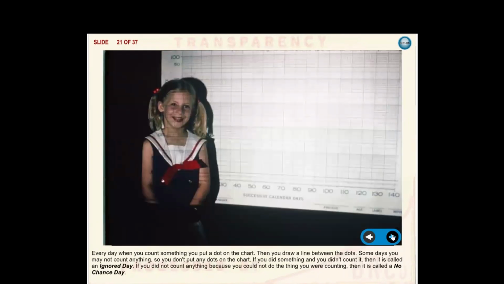Every day when you count something, you put a dot on the chart. Then you draw lines between the dots. Some days you may not count anything, so you don't put a dot on the chart. If you did something and you didn't count it, then it is called an ignored day. If you did not count anything because you couldn't do the thing you were counting, then it is called a no chance day.